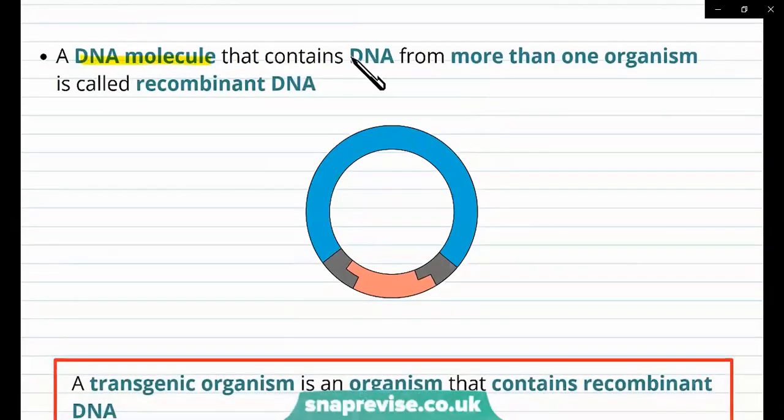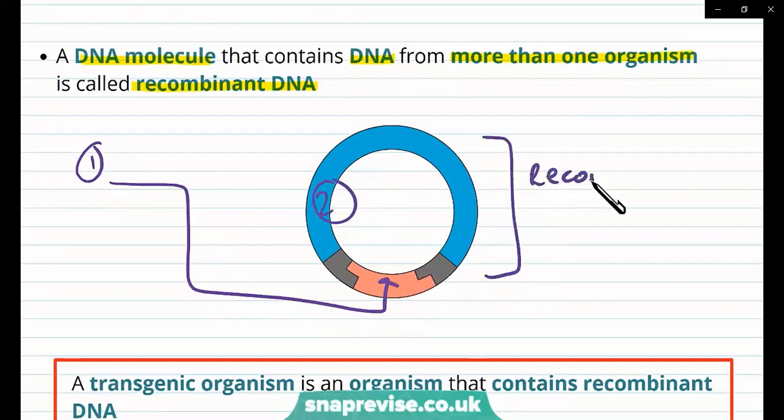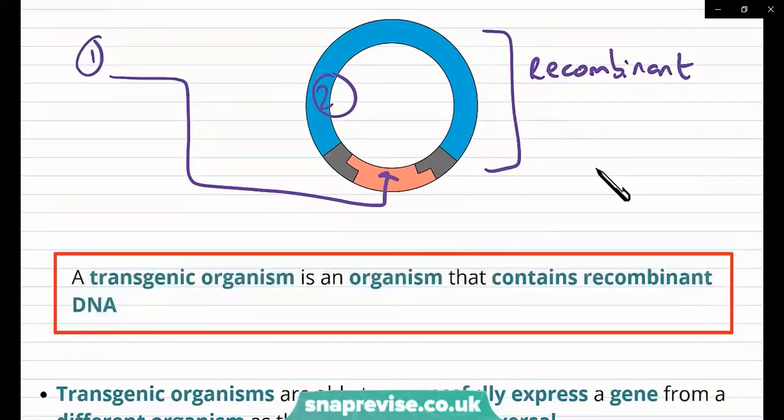A DNA molecule which contains DNA from more than one organism is then called recombinant DNA. So if we took the gene and we inserted the gene from one organism, number 1, into organism number 2, then this DNA is now called recombinant DNA because it's almost been recombined to contain new DNA from another organism.